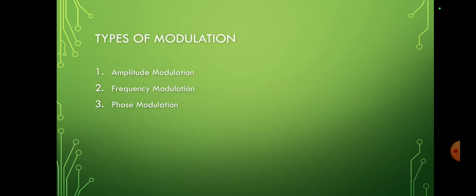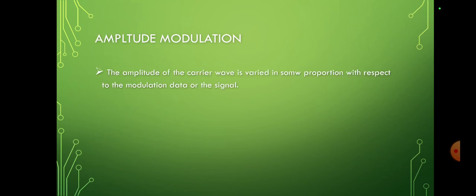There are three types of modulation: amplitude modulation, frequency modulation, and phase modulation. In amplitude modulation, the amplitude of the carrier wave is varied in the same proportion with respect to the modulation data or the signal.